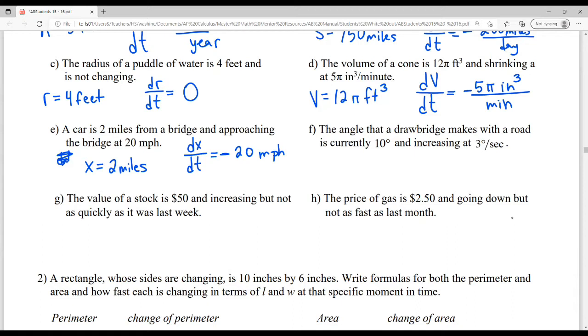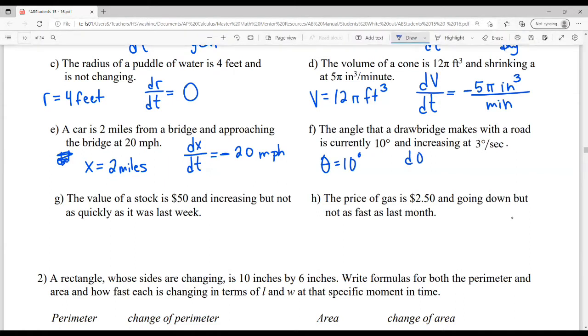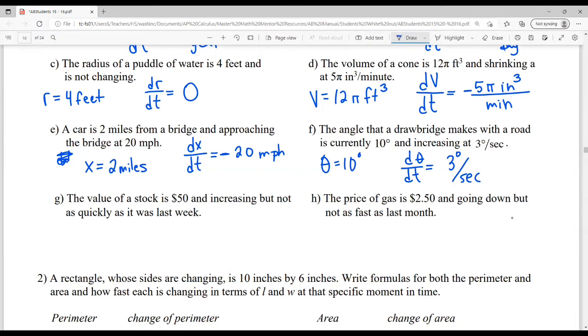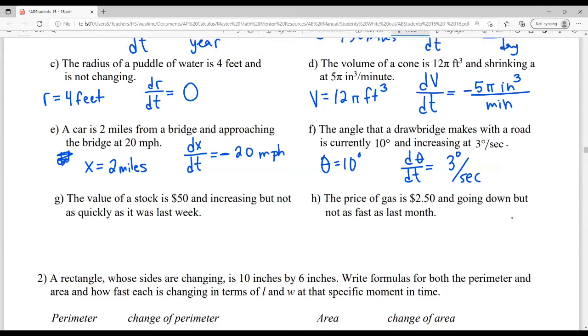F, the angle that a drawbridge makes with a road is currently 10 degrees and is increasing at 3 degrees per second. I'll give you a second to write that one down. Theta is equal to 10 degrees, and d theta dt, the rate that theta is changing with respect to time, is 3 degrees per second. And since that's increasing, that would be positive.